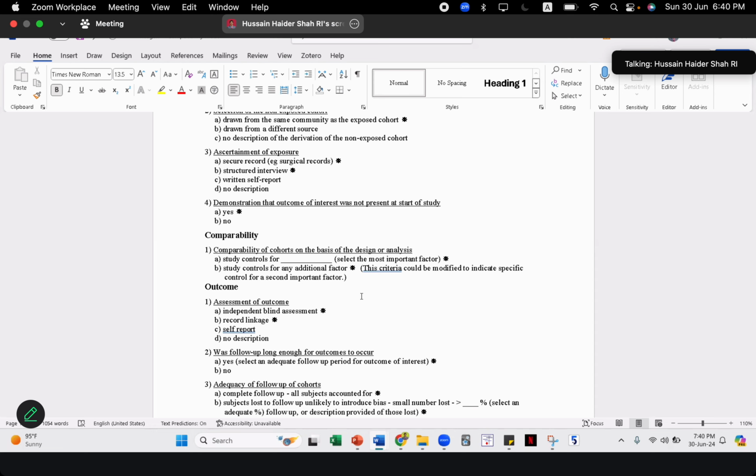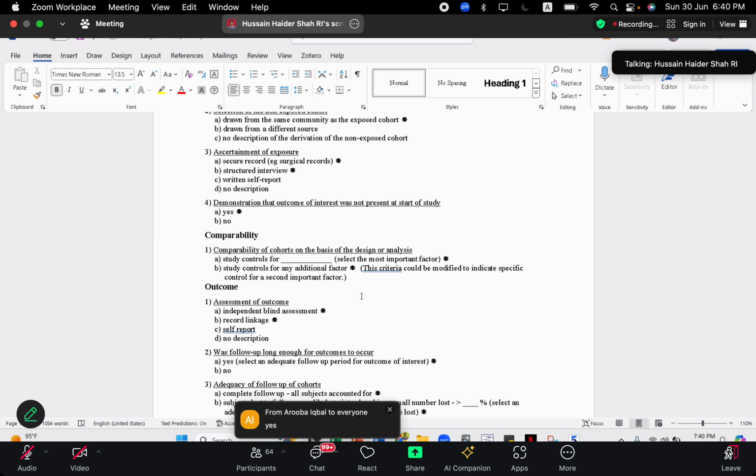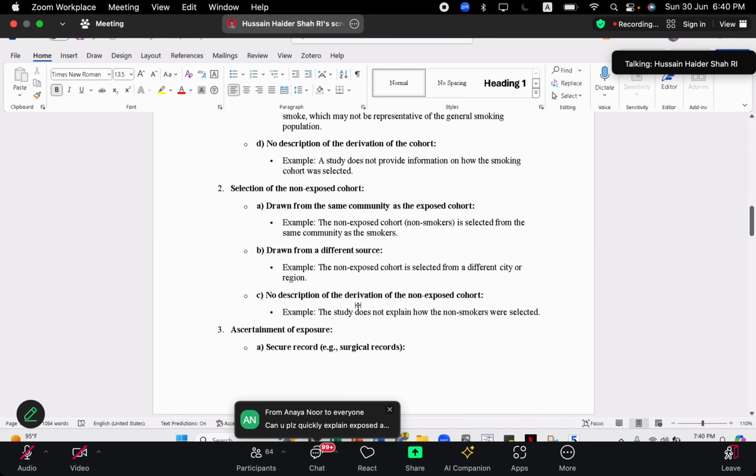Do you understand it? All these questions, the answers to these questions are mentioned somewhere in the methodology section of the article which you are about to include. Can you please explain the exposed and non-exposed? Okay, I'm giving you this example.